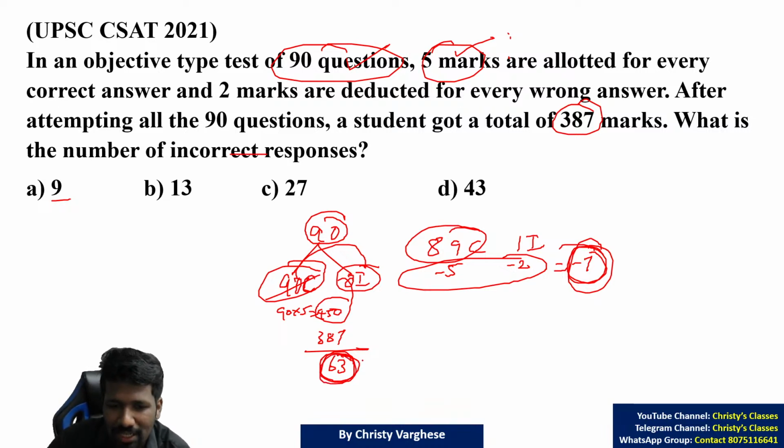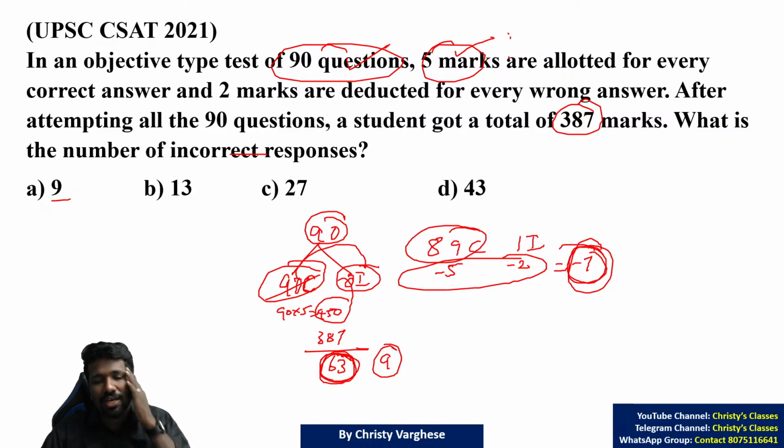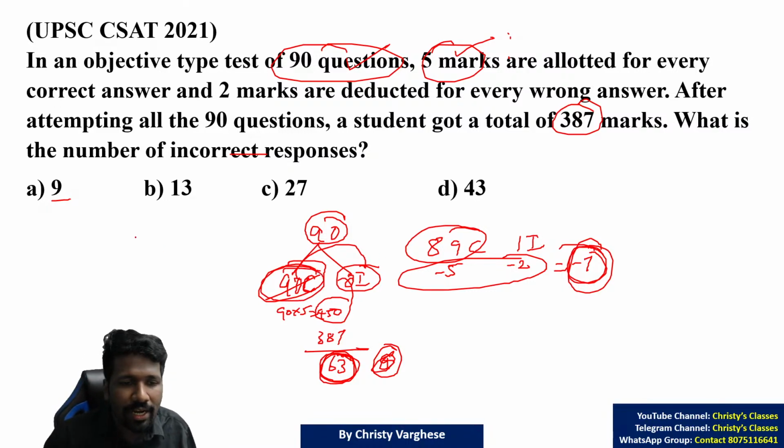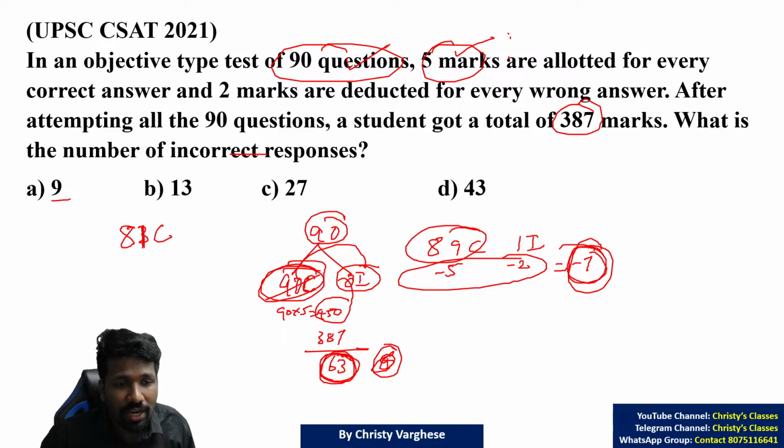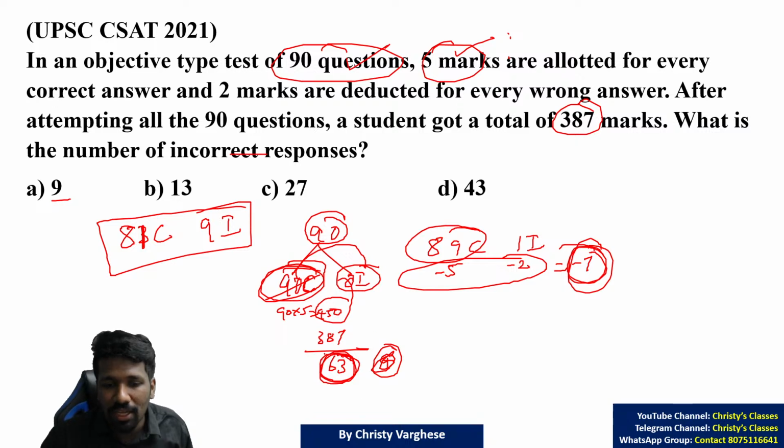7 into 9 is 63. So 9 replacements are needed. 9 replacements means from the 90 correct answers, we get 81 correct and 9 incorrect. If it is made so, then only it will be 387.